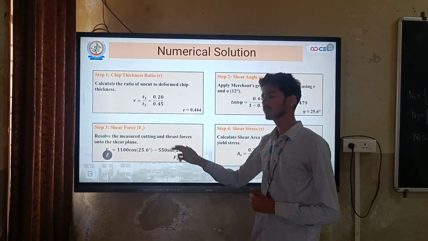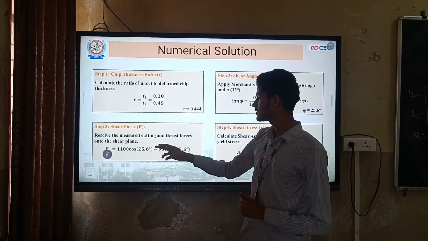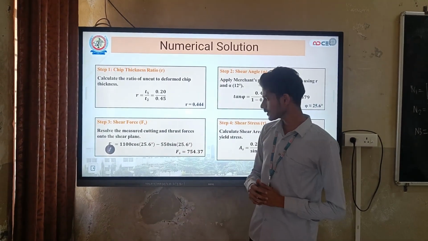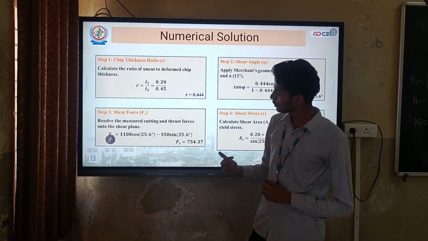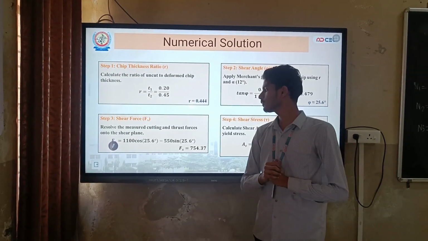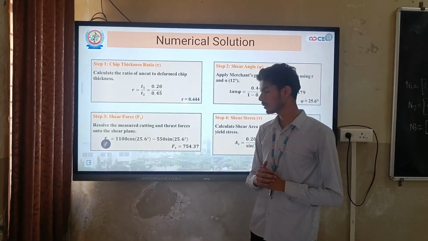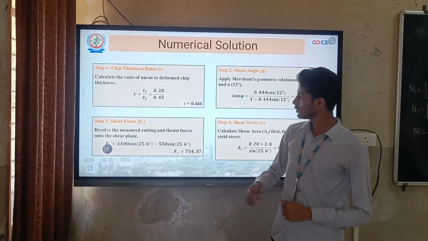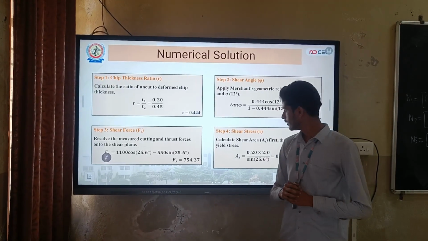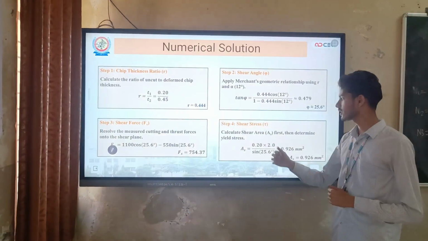Now the third step is to calculate the shear force. For the shear force, we resolve the measured cutting and thrust forces onto the shear plane. In this formula, putting the values directly, Fs is equal to 1100 cos 25.6 degrees minus 550 sin 25.6 degrees. It gives a shear force value of 754.37. Now see the last step, to calculate the shear stress.